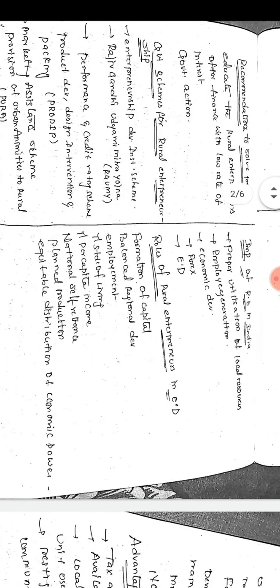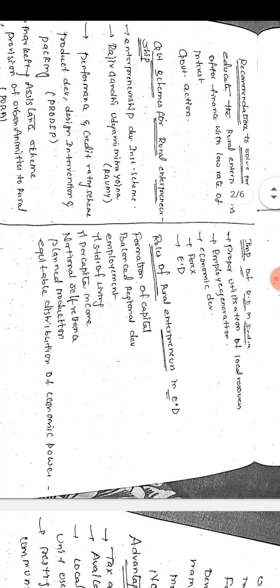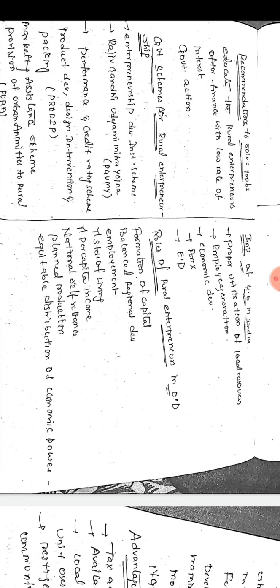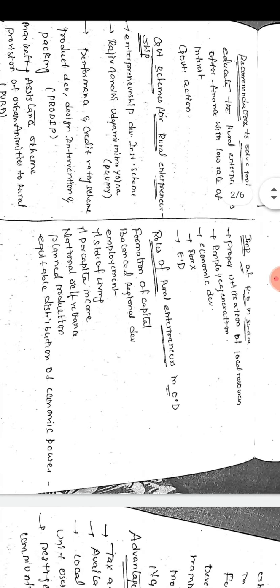So what are the roles of entrepreneurs in economic development? That is formation of capital. They can form the capital, and there will be balanced regional development, employment generation, which in turn improves the standard of living of people, and there will be an increase in the per capita income. If more and more rural enterprises are established, then it will increase the per capita income, and there will be self-reliance, national self-reliance, and planned production will be there, and equitable distribution of economic power. Economic power is distributed equitably everywhere.